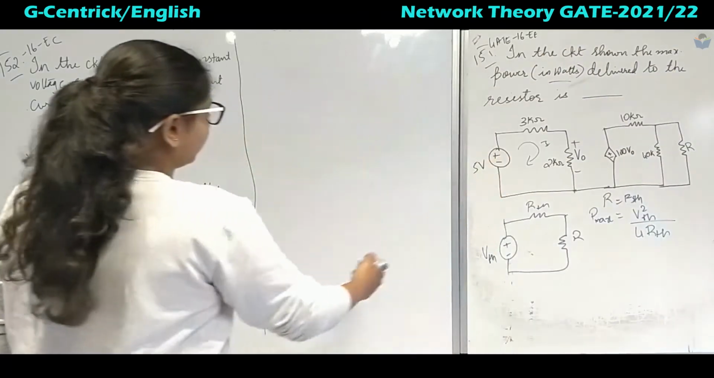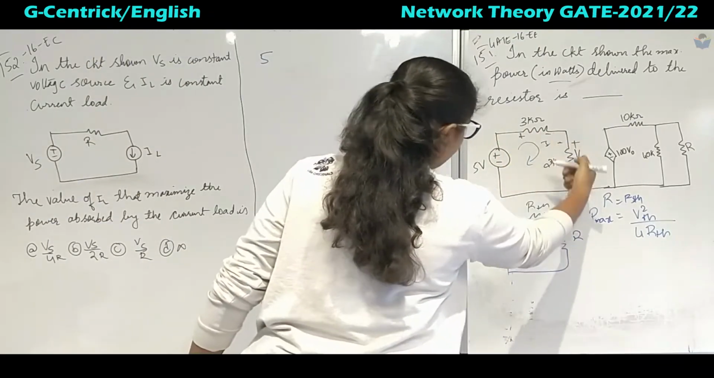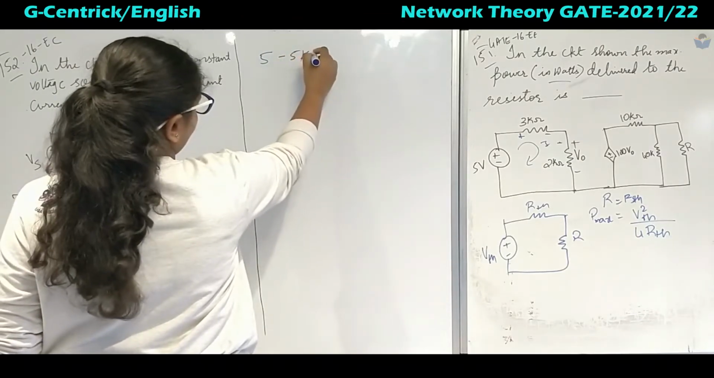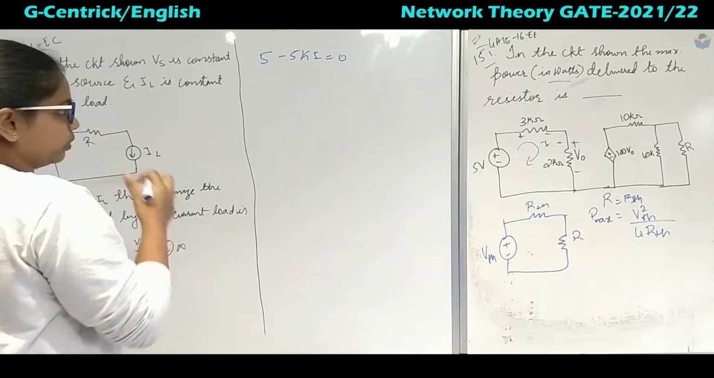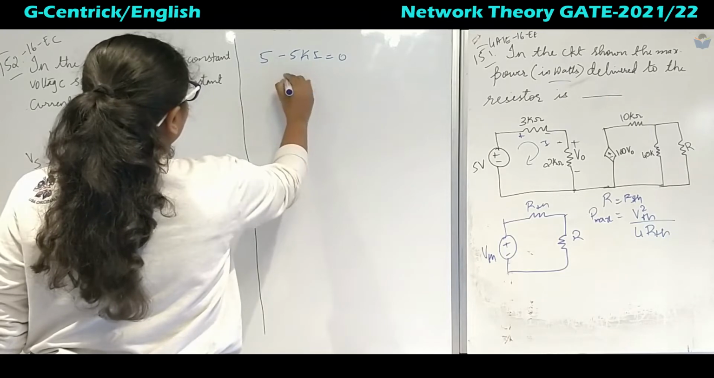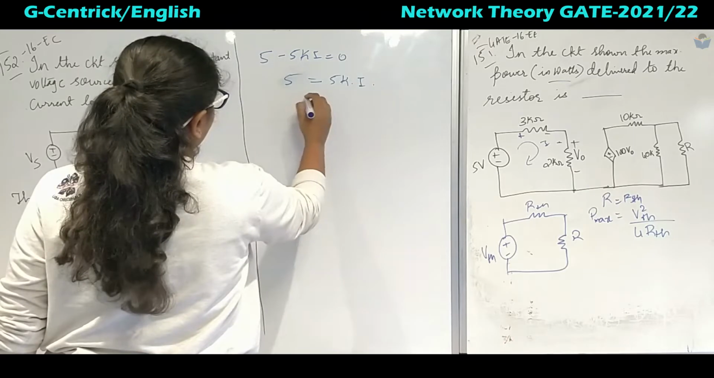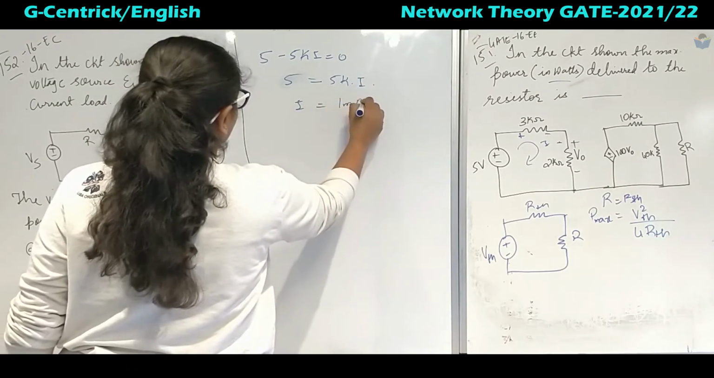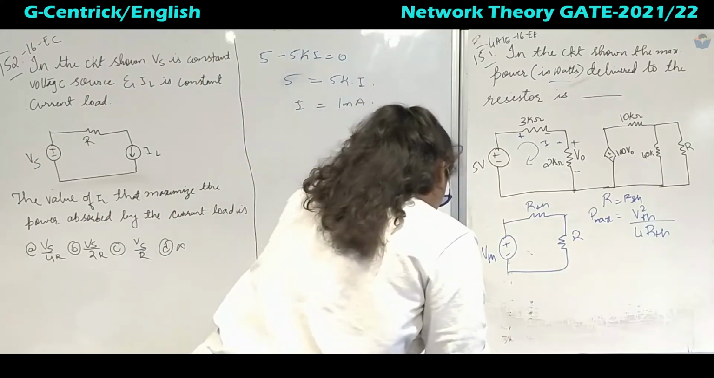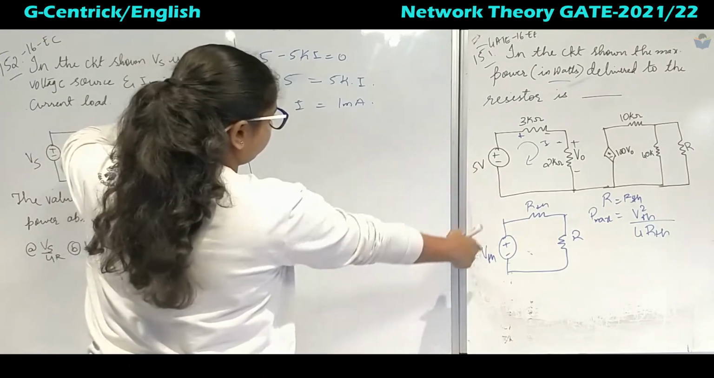Now we will apply KVL there: 5 volts, then if current is flowing here, this will be the direction, it is already given. So minus 5 K times I equal to 0. From here we get 5 equal to 5 kilo times I, so the current I will be 1 milliampere. Let me check if this is the correct answer. Yeah, it is 1 milliampere. So this much current is flowing through that one.